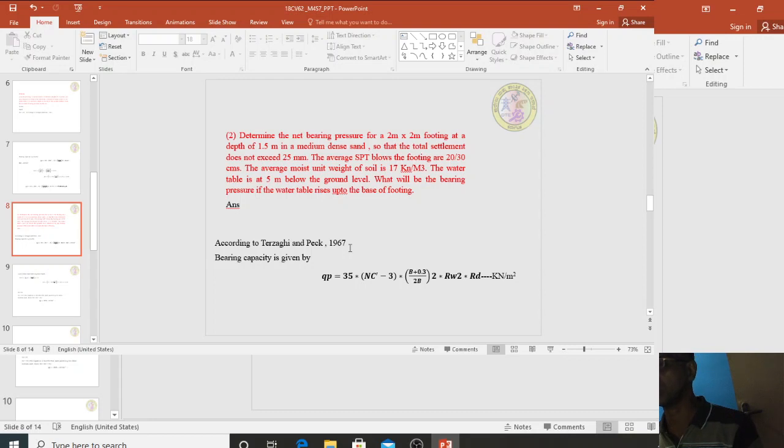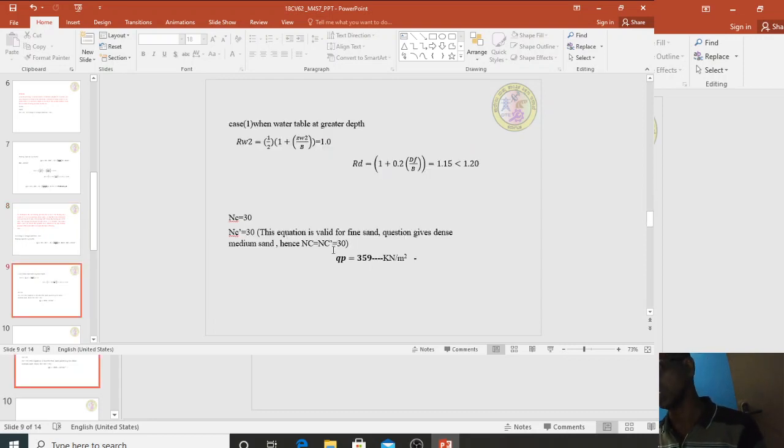So your depth of foundation is 1.5 and your footing is 2 meter. 2 plus 1.5 is 3.5 meter. Still there is a lot of space to reach the water table location. That means your water table does not have any effect on the bearing capacity. Let me see the equation.